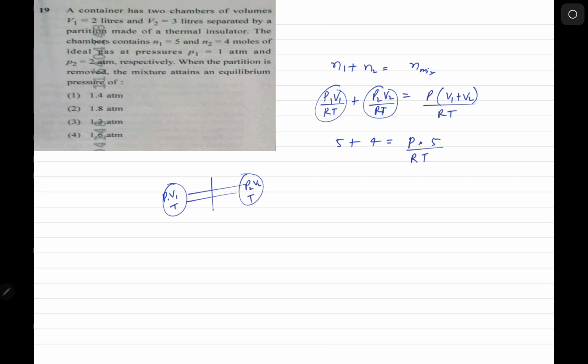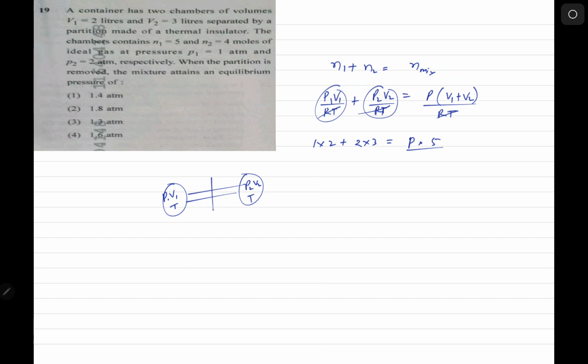Then if we put the value here, we need to substitute this RT also. So let's do one thing. Let's say RT cancel, let's cancel it, and we'll put the P1 V1 value. No worries. So P1 V1 will be coming as 1 into 2 plus 2 into 3.